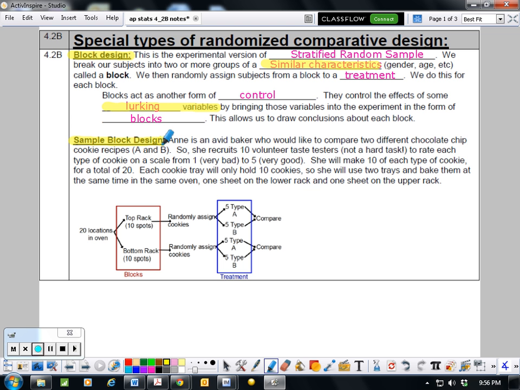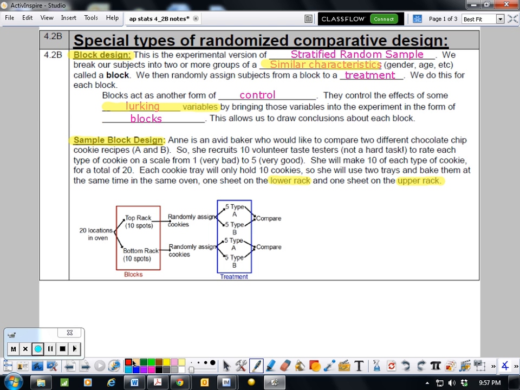So she's going to use 2 trays, and she's going to bake them at the same time in the same oven. So I don't have to worry about, well, the oven's been on longer, and so it'll affect the difference. The oven's been on the same amount of time, all that sort of stuff. But one will go in the lower rack, and one will go in the upper rack. So she's trying to make sure it's the exact same amount of time, the exact same temperature, all that sort of stuff, by cooking them at the same time. But because of the racks, now she's got to break it up.